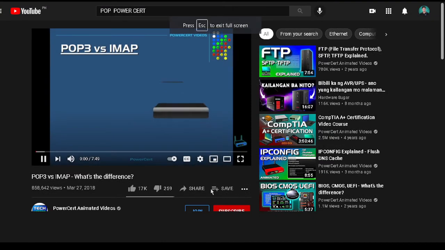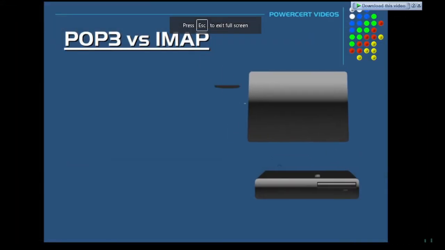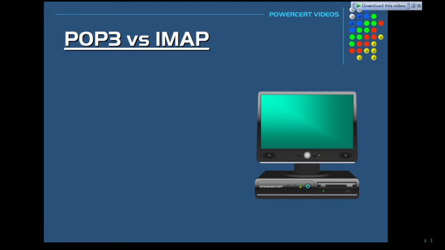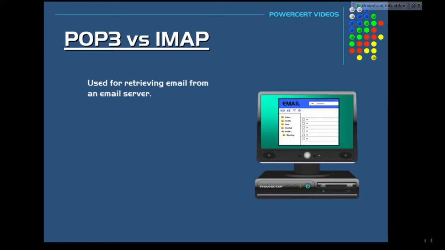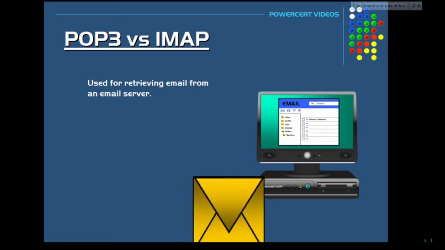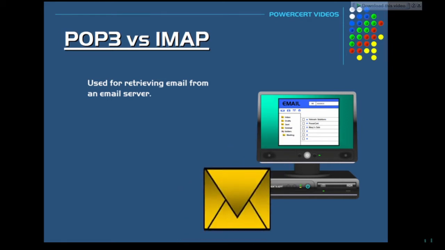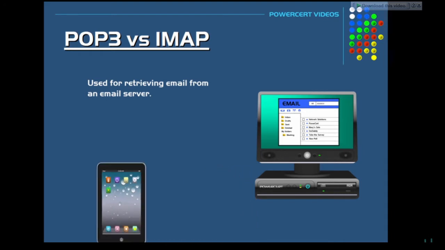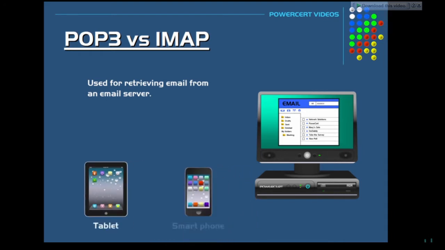Hey guys, in this video, we're going to talk about a couple of different email protocols, and these are POP3 and IMAP. Now, these protocols are used for retrieving email from an email server. So, for example, if you're using an email client, such as Microsoft Outlook, you would configure Outlook with either POP3 or IMAP to retrieve your email on a computer. And you can also use these protocols on your tablet or smartphone to retrieve your email.